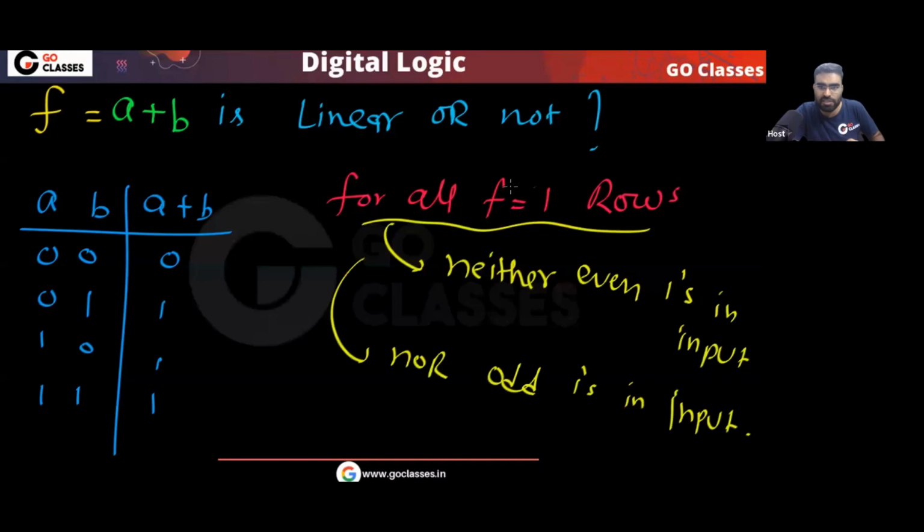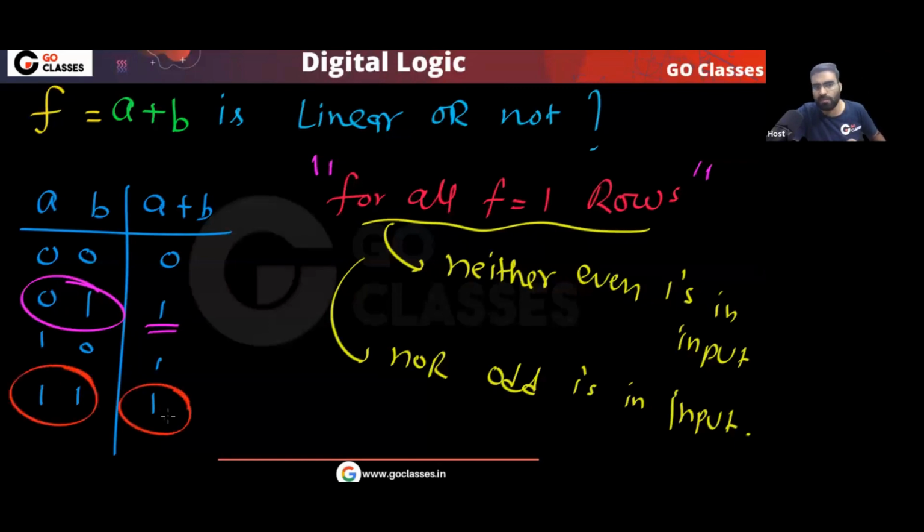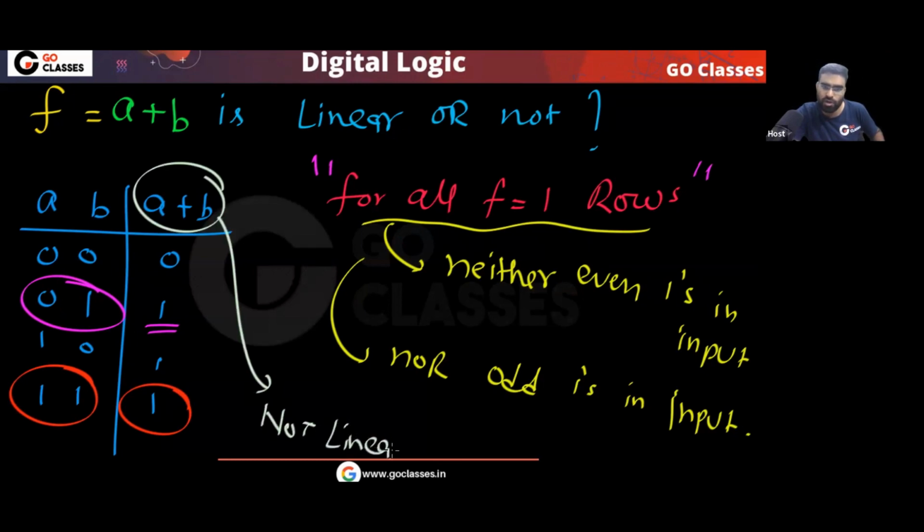Whenever the function is 1, for all f equal to 1 rows, sometimes in the input you have an odd number of ones, sometimes in the input you have an even number of ones. Yes or no? So what can I say? I can say that the definition of linear function is not satisfied. So I can say this is not linear. This function is not linear.